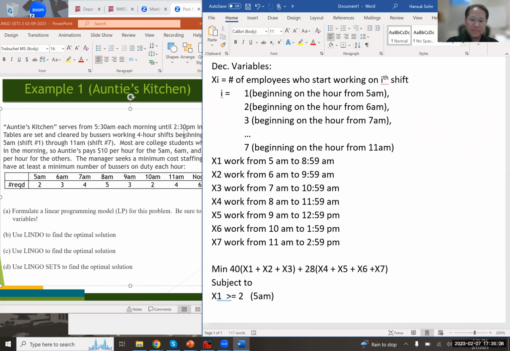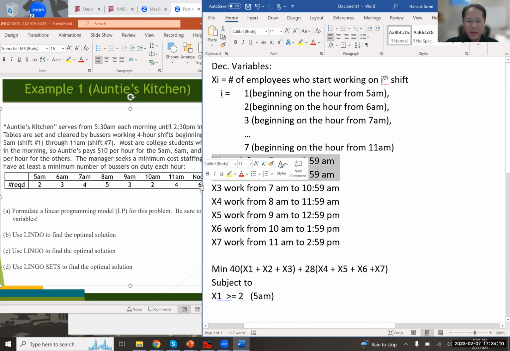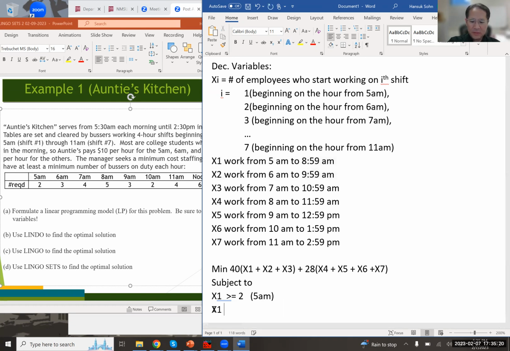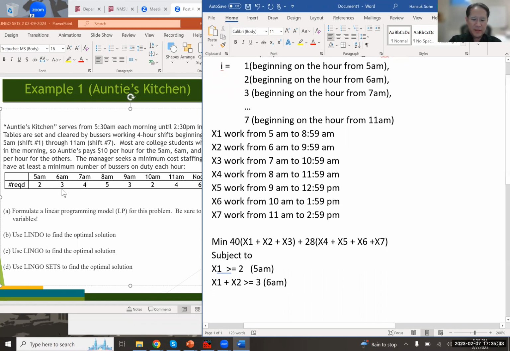So at 6 a.m., both of these groups of people, X1 and X2, are working, right? It's going to be X1 plus X2, and it has to be greater than or equal to the minimum number, the number of requirement, which is 3 for 6 a.m. So you need to keep going this way.